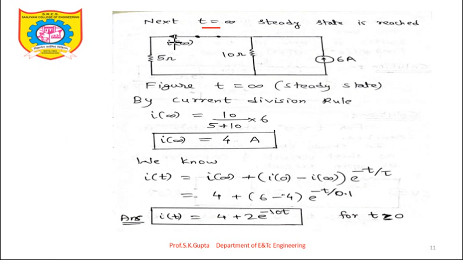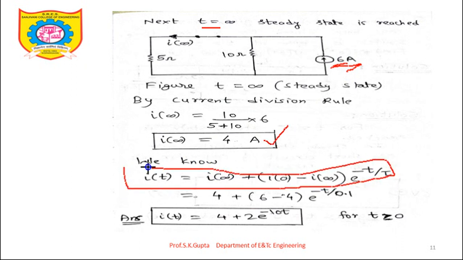And for the final value, t equal to infinity, steady state is reached. By using the current division rule, the current in this 5 ohm resistor is opposite, 10 upon total 10 plus 5, 15, into total current 6, so it is nothing but 4 ampere. Then use this formula, final plus initial minus final e raised to power minus t by tau, to get the final answer.